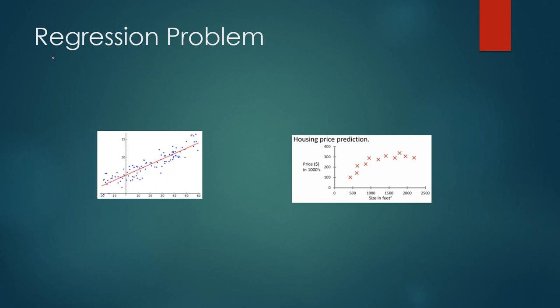The two main problems that you would come across in machine learning: one is the regression problem, the other one is the classification problem. A regression problem is one in which you are given something to predict, like predicting house prices, predicting demand, the inflation rate, or stock price.